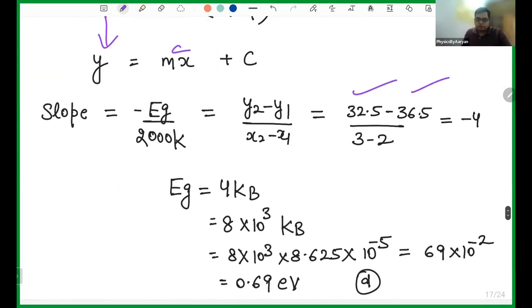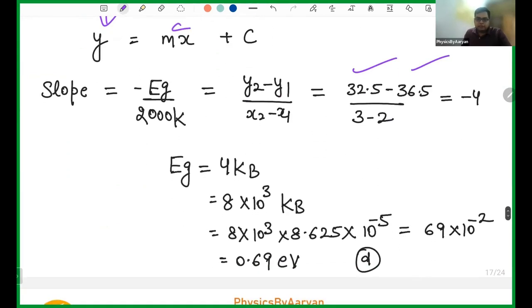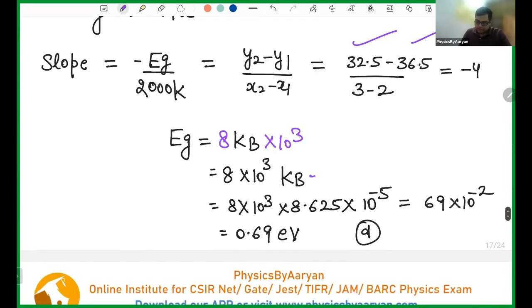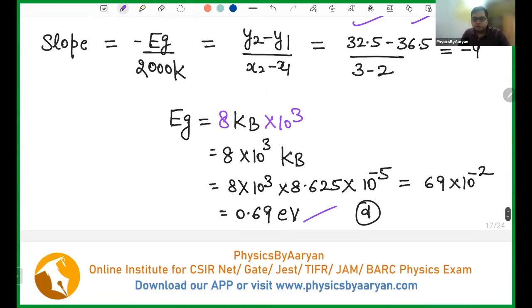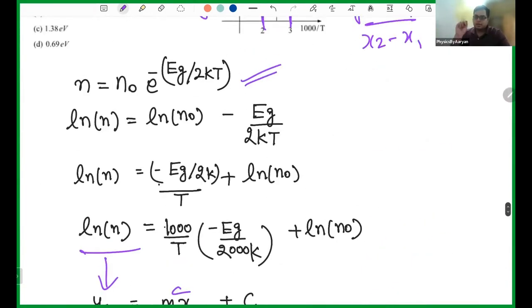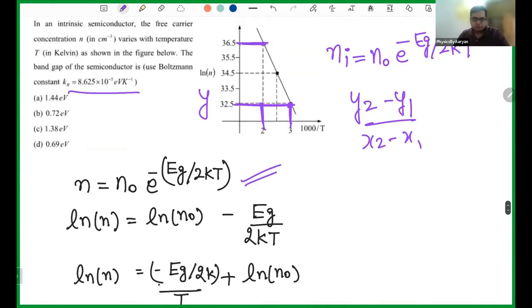So from there, I can say that my Eg will be 4000 into 2, so it is 8000 kB. Then I put my value of kB and I get my value of Eg as 0.69. So clear, everyone? Which formula did we use? This one. Sir, did you put the value of kB here? It is given. I just used this. Okay. kB will always be given. You can just go without remembering.